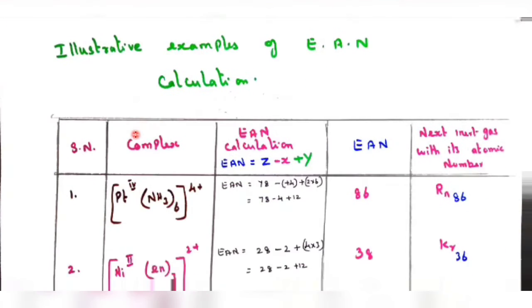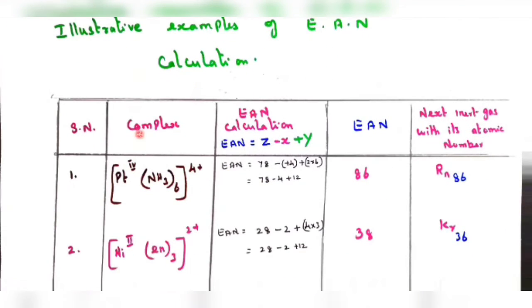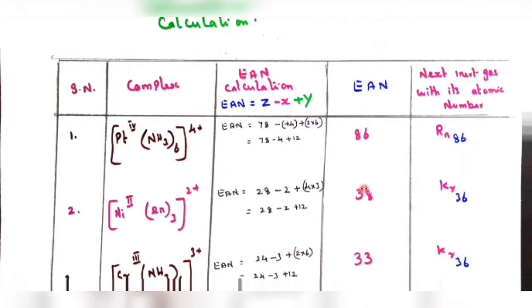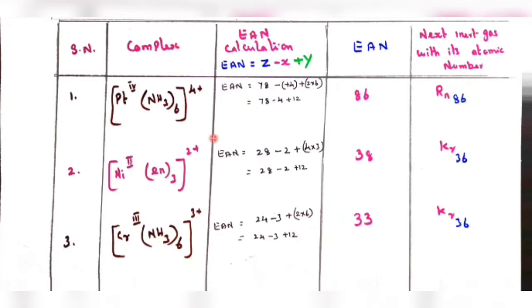Illustrations. Here I have charted out complexes and the EAN calculation with the formula Z minus X plus Y, the EAN value, and the next inert gas with its atomic number. If it is the same, it means it is stable. If it is not the same, it is not obeying the EAN rule. Later on we will see the importance of EAN.